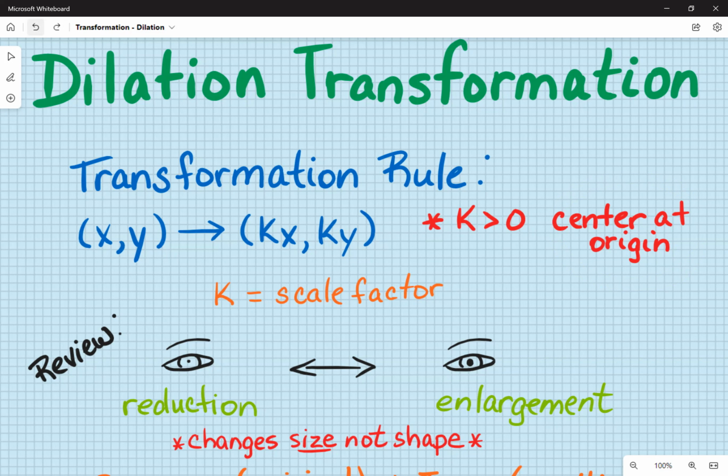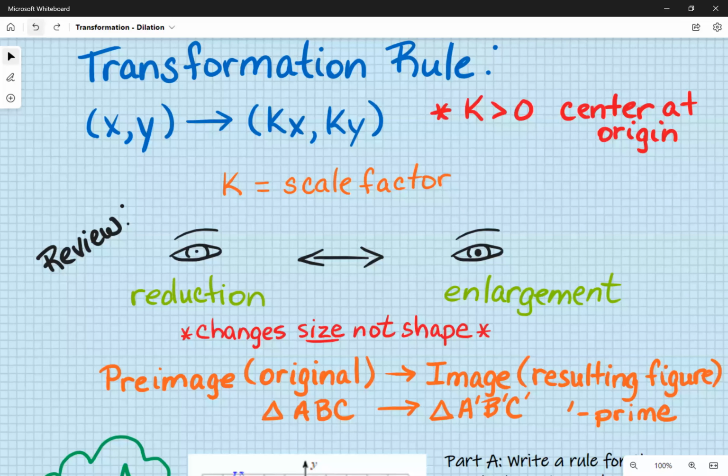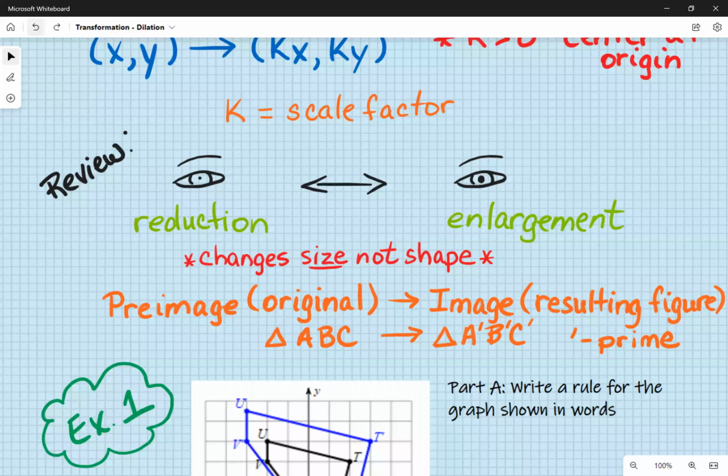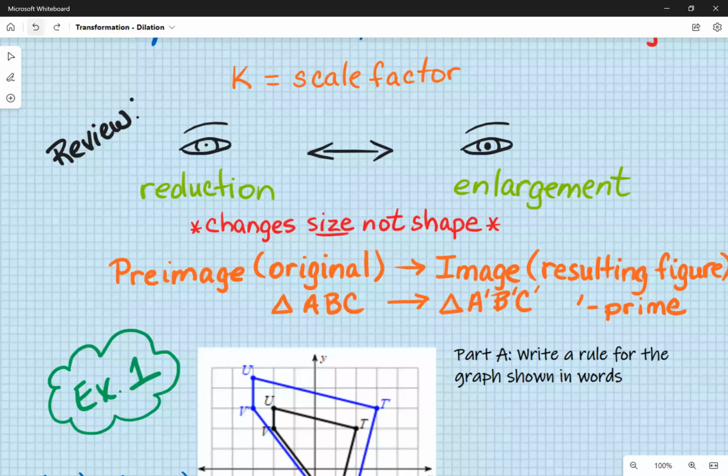So a quick review. If you are talking about dilation, just think of an eye doctor. When you go to the eye doctor, your eyes are the normal size pupil. And then once they drop those droplets in, at least for me, my pupils get really big, not my eyes. So that's going to be dilation, enlargement. And the other way is if it's reduced.